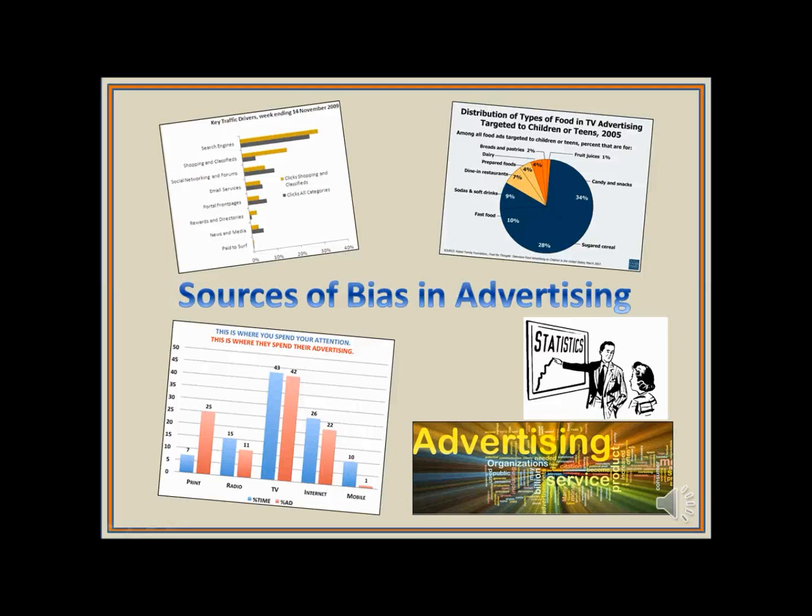Many advertisements use statistics to be convincing. However, sometimes advertisers bias the statistics to be even more convincing. There are four main ways this is done.